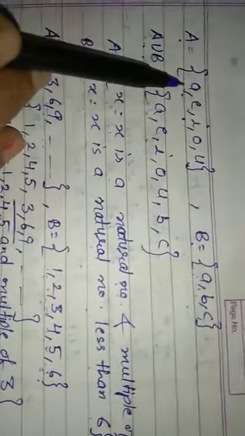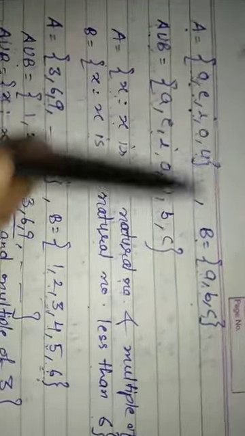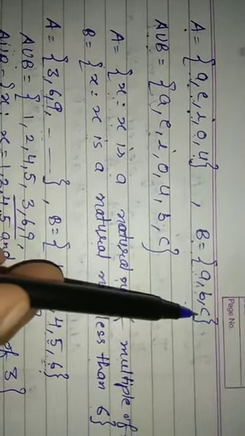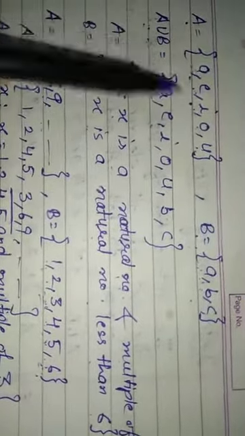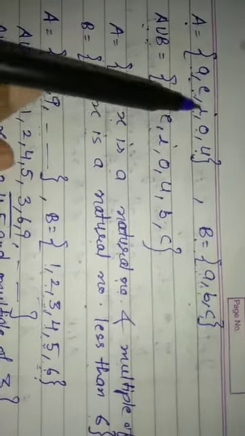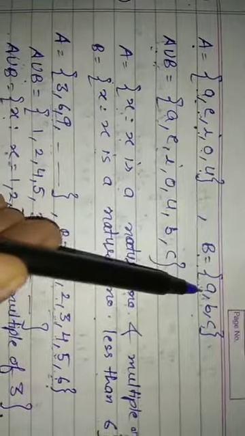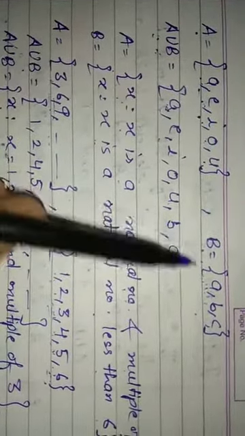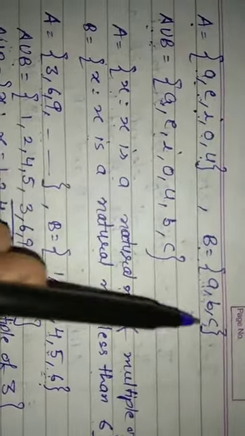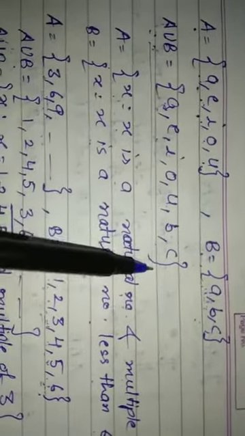Now I am taking an example, question number one, second part. Suppose set A has elements a, e, i, o, u, and set B has elements a, b, c. Then what is A union B? a is in this, e, i, o, u. And a is also here, but we have already taken it, so we will not take it again. So we will take b and c. This is A union B.